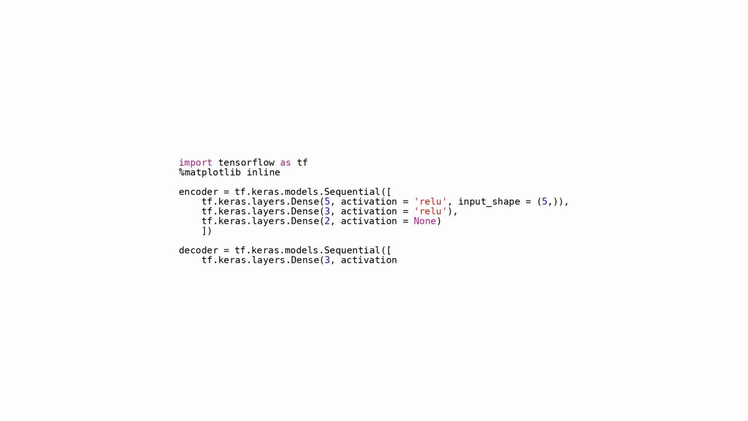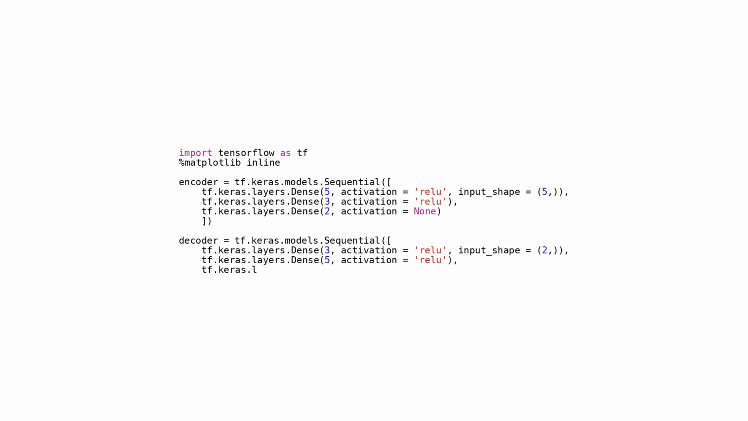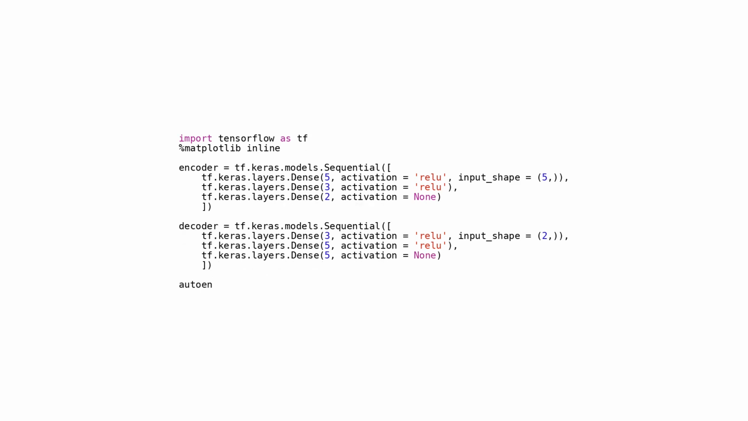3. An autoencoder model is created by connecting the encoder and decoder models in a sequential manner. The activation functions, ReLU for hidden layers and none for the final layer, and the number of nodes in each layer can be adjusted based on the specific problem and data characteristics. This autoencoder can be trained on a dataset to learn the compressed representation of the input data for tasks like data denoising, dimensionality reduction, or anomaly detection.